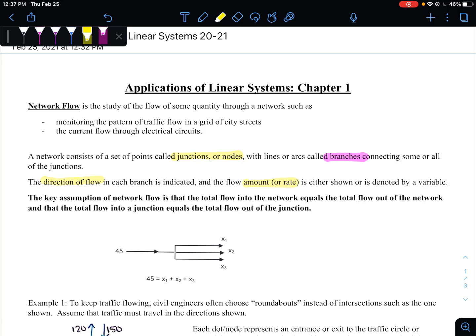The key assumption that's going to help us balance these things is the idea that rate in equals rate out. And that helps us set up equations using each of those junctions, right? So at each of the junctions, the 45 that is coming in has to be balanced between x1, x2, and x3. So rate in, 45, has to equal rate out, x1, x2, x3.